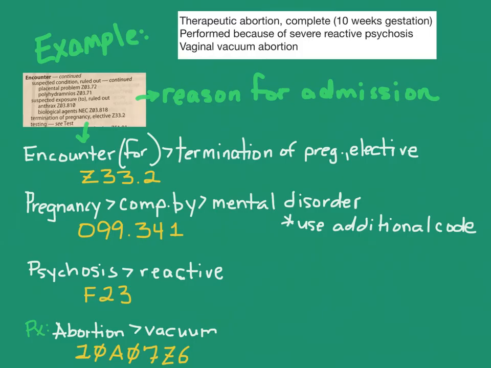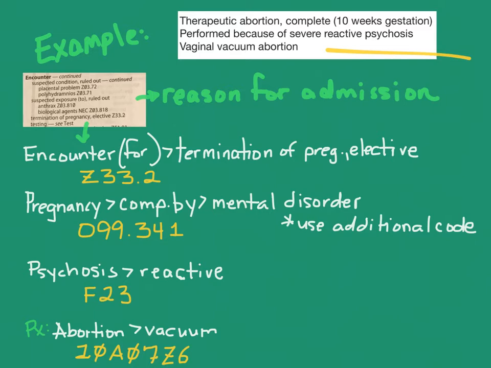Let's go ahead and take a look at an example from exercise 24.2. Therapeutic abortion complete, 10 weeks gestation, performed because of severe reactive psychosis, vaginal vacuum abortion. Here we have an elective procedure, and when we have an elective procedure, it is going to be our reason for admission. If you remember back to the use of Z codes, that's the path we're going to take here for this principal diagnosis. So we don't really have a diagnosis where something's wrong, right? We're doing an elective procedure.